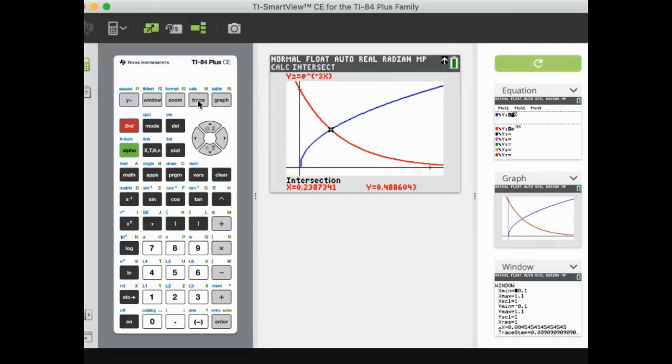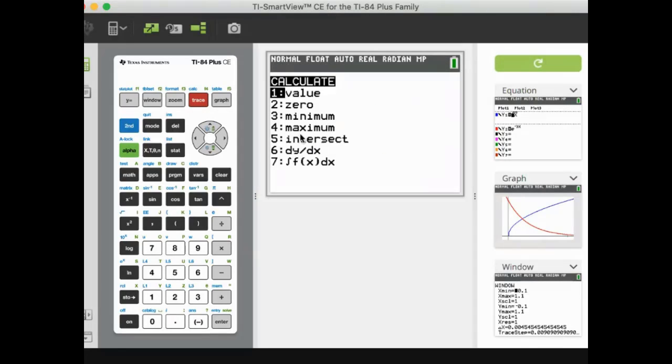Look, I'm going to do second calculate. And remember, our value here is 0.2387341. I'm going to have that written down somewhere. So I'm going to go ahead and press second calculate, and then right here, number 7 is the integral. That's the area. So I'm going to do 7.